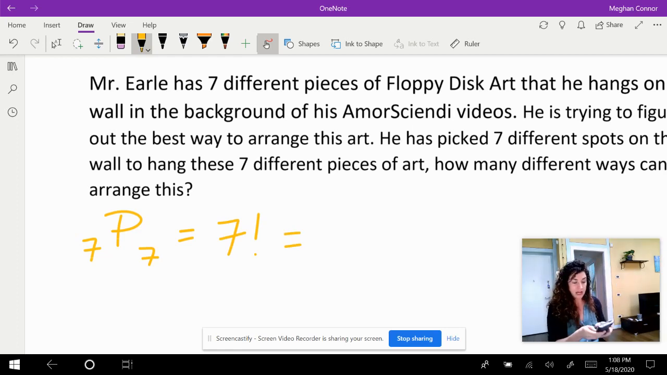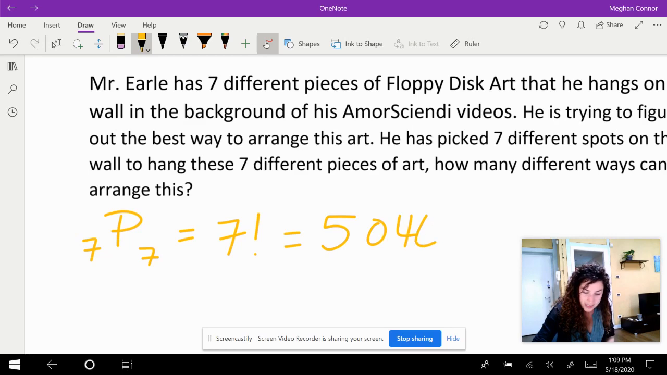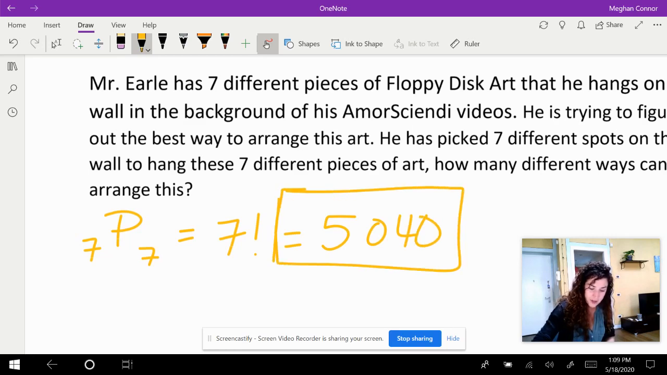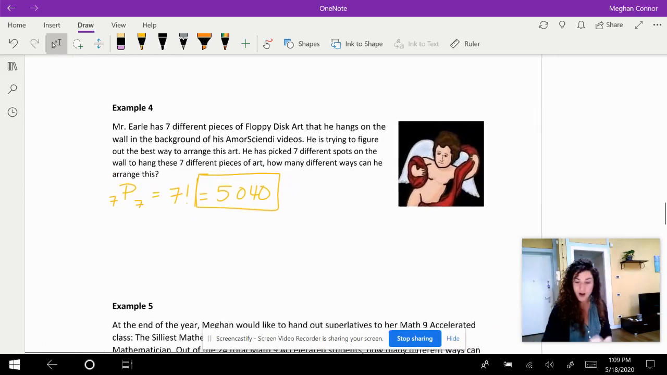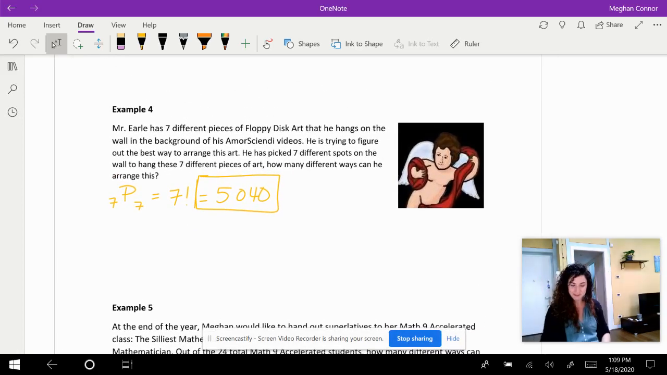Factorial is also on your calculator because if you were doing 120 factorial, you don't want to do 120 times 119 times 118 times 117 times all the way down to 1. So it is in your probability. Hopefully you saw it before you went to permutations. It's number 1. So you go to menu, 5, and then 1 is factorial. So I'm going to do 7, menu, 5, 1 factorial, which is 5,040 different ways that he could arrange just those 7 pieces of art on his wall in specific spots.